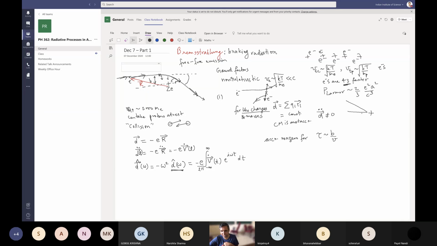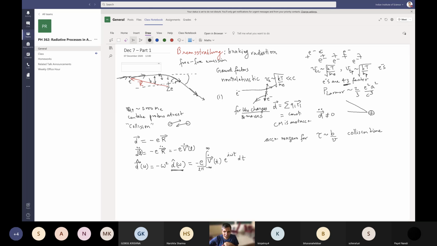velocity is sufficiently changed, are rare because the size of the proton is small. So non-zero acceleration occurs for a time of order the crossing time, the impact parameter divided by the velocity of the electron. Or we can also call this the collision time.